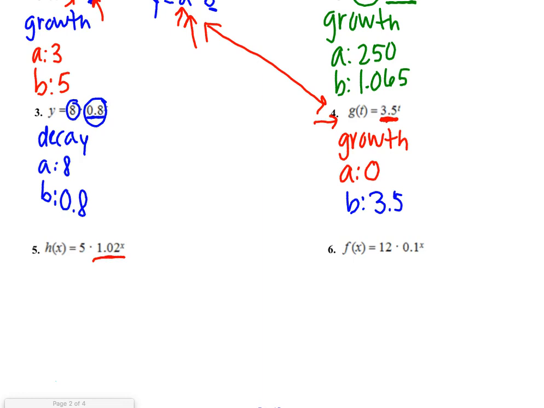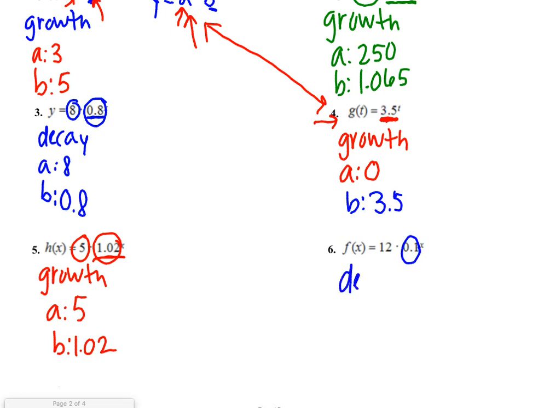B value is bigger than 1, so it's growth. Our A value, 5. Our growth factor, 1.02. And our last one on this slide, we have f of x equals 12 times 0.1 to the power of x. Is 0.1 bigger than 1? False. It's decay. What's our a value? Well, that's 12. And our decay factor is 0.1.